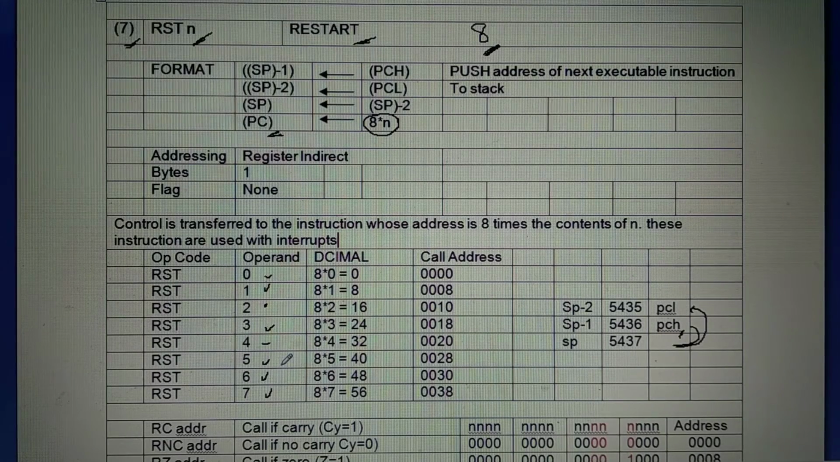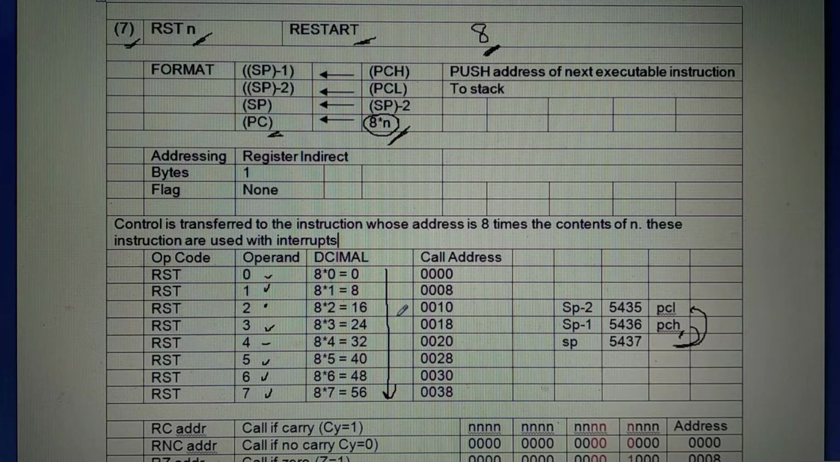How to get the call location of that RST? That means from which memory location the program is to be executed for that particular RST. It is given by the formula 8 multiplied by n. Whatever number you get in decimal form, you have to convert it into hexadecimal form. You will get the call address. For RST0, 8 into 0, you get 0. The call address is of 4 hexadecimal digits, so you write 0000.